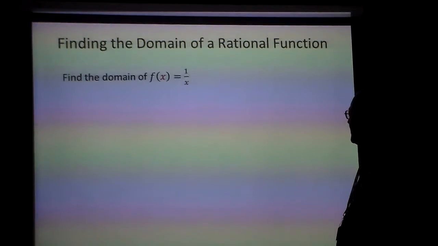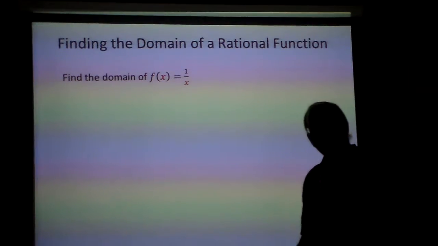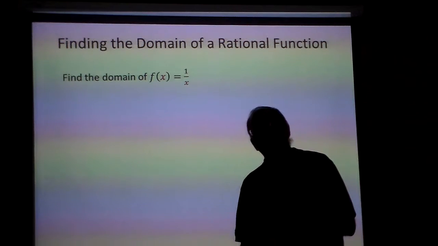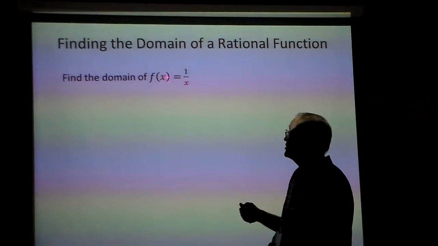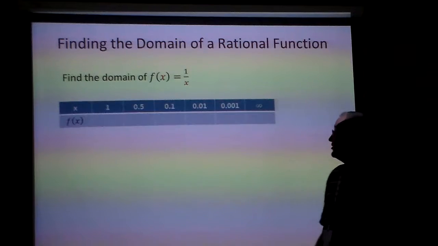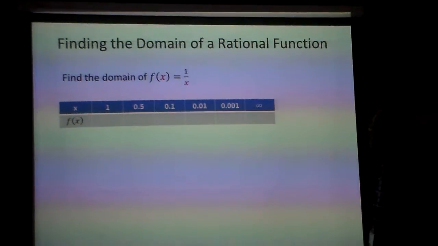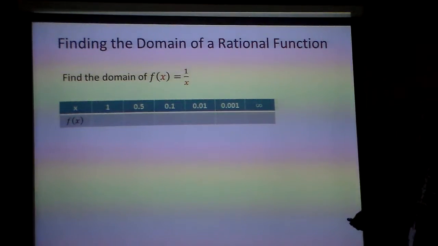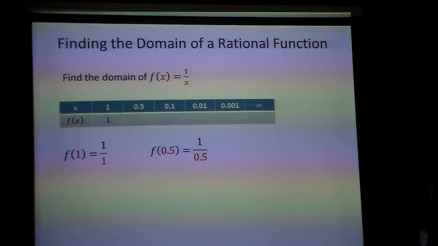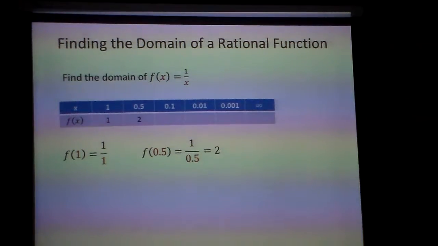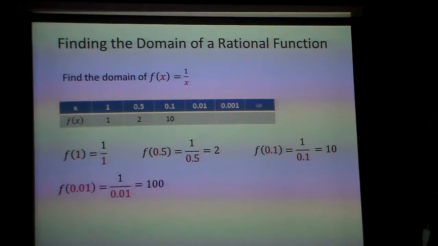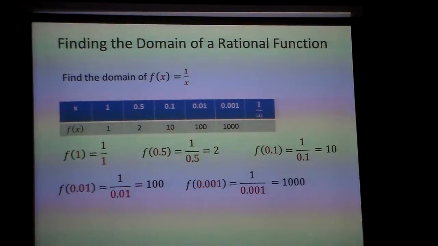So first off, let's just think about this for a second. Let's take the parent function. The parent function is 1 over x. This is the simplest rational function that we can work with. Let's take some numbers and plug them in. If you plug 1 in for x, you get 1. If you put 0.5 in, that's the same as getting 2. If you put 0.1 in, that would give you 10. As you can see, 1 over 0.1. If you put 0.01 in, what do you think you're going to get there? 100. If you put 0.001 in, you're going to get 1,000.